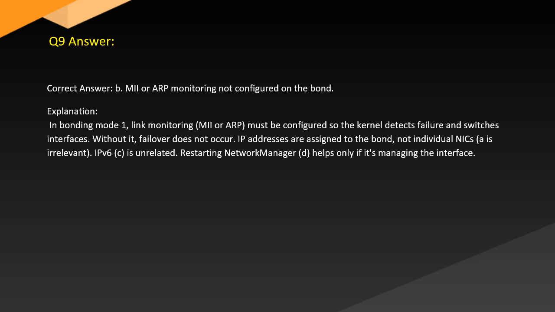Explanation. In bonding mode 1, link monitoring must be configured so the kernel detects failure and switches interfaces. Without it, failover does not occur. IP addresses are assigned to the bond, not individual NICs, so A is irrelevant, and C is unrelated. Restarting NetworkManager, D, helps only if it's managing the interface.